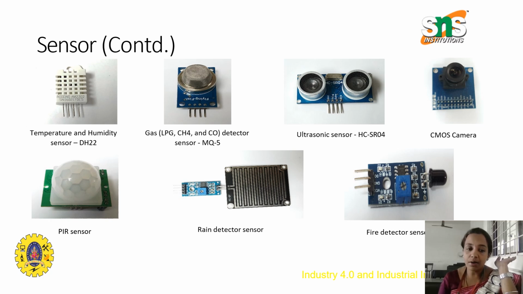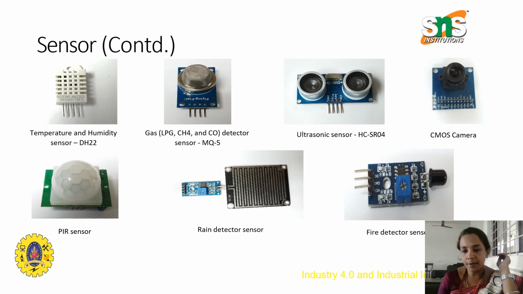The next one is the ultrasonic sensor. Ultrasonic sensors are used to determine ultrasonic signals usually. Say, for example, if I want to determine the route of a line follower robot, there I can use an ultrasonic sensor. CMOS sensor, which is nothing but the camera. Camera is also a type of sensor. PIR sensor is used to determine the presence of human beings.